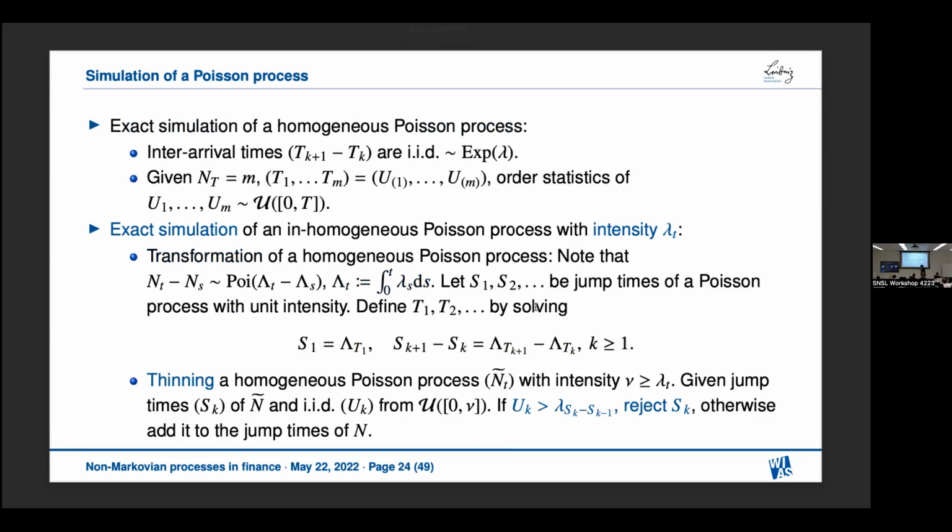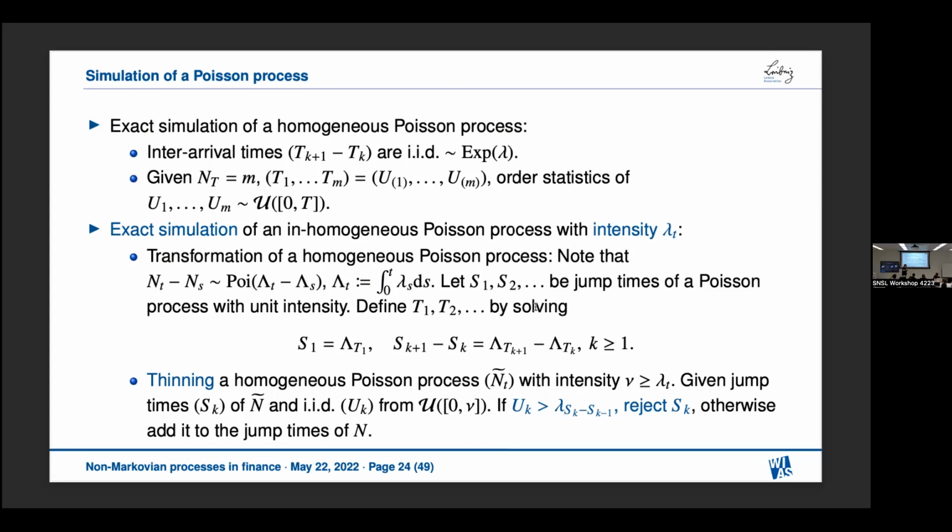Second method. This is relatively easy for the inhomogeneous Poisson process because lambda is known. It depends on t, but it's known. For a Hawkes process, this will be a bit more tricky because you don't know lambda. Of course, you know it from now until the next jump time. But instead, I would rather use the second method, the so-called thinning method.